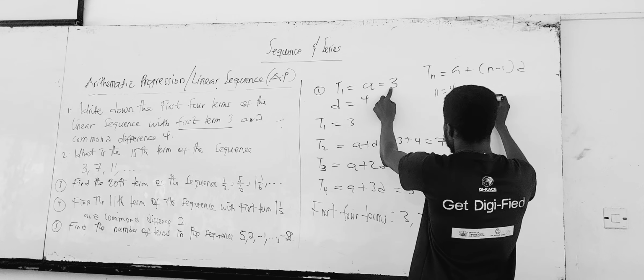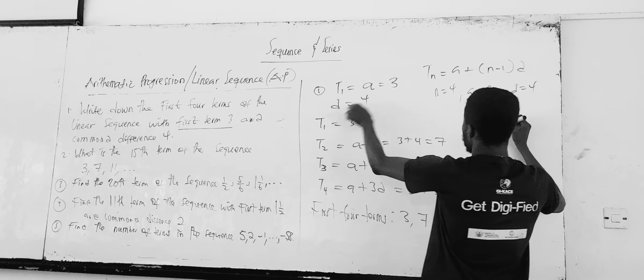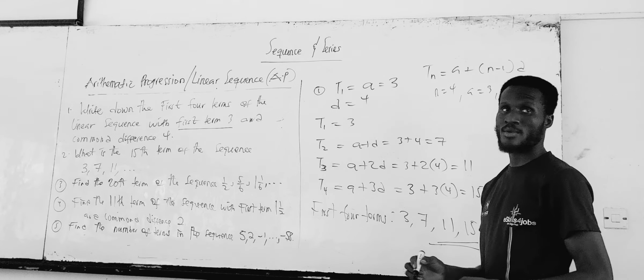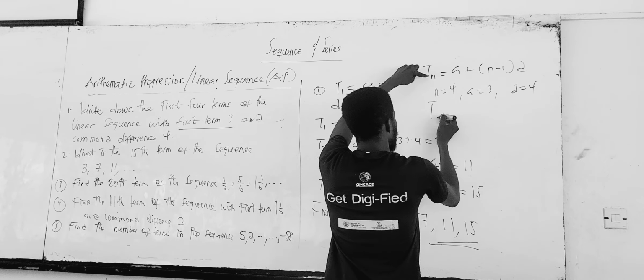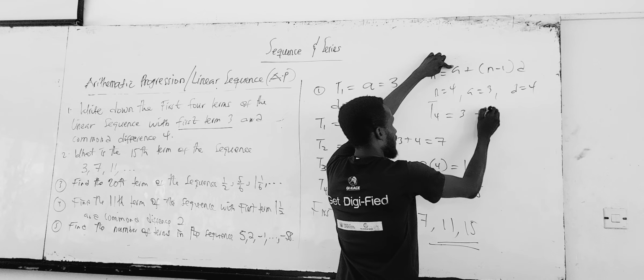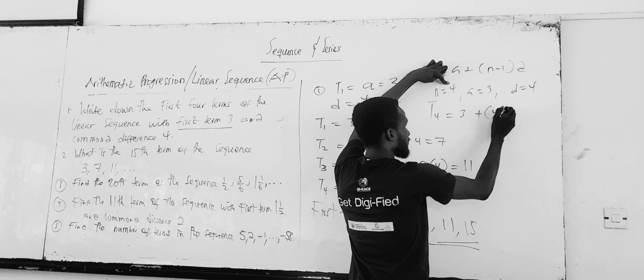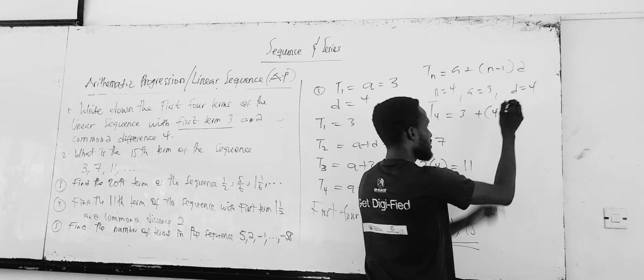Now we have a to be 3, and we have d to be 4. So I just need to substitute, then we are done. So we have T sub 4, the fourth term, a is 3, plus (n is 4 minus 1), d is also 4.